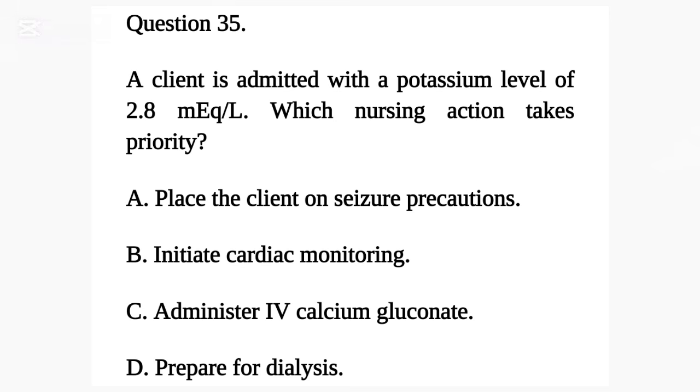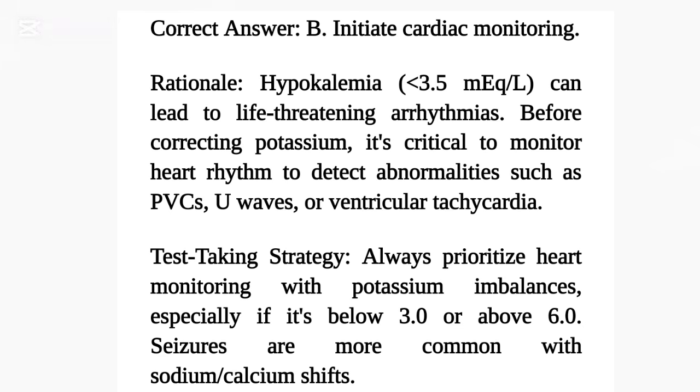Question 35. A client is admitted with a potassium level of 2.8 mEq per liter. Which nursing action takes priority? A. Place the client on seizure precautions. B. Initiate cardiac monitoring. C. Administer IV calcium gluconate. D. Prepare for dialysis. Correct answer, B.